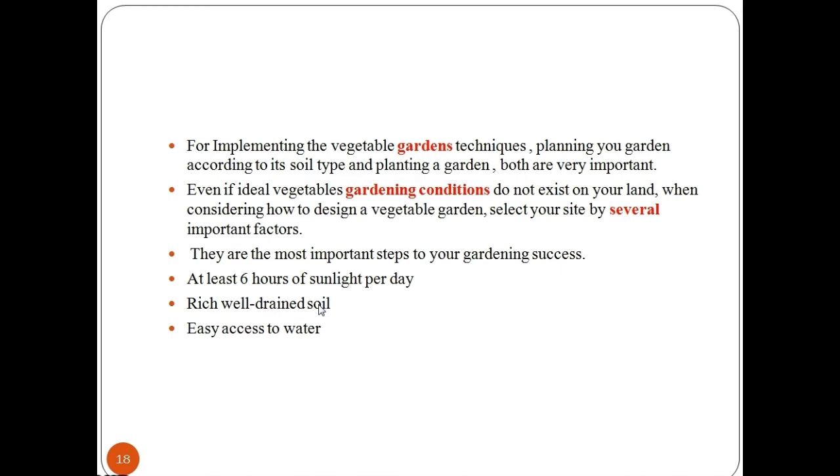Provide at least 6 hours of sunlight per day. Rich, well drained soil to be provided to the plants. Access to water should be easily available.